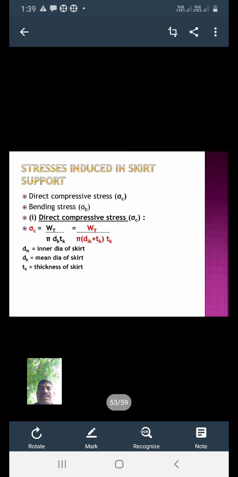We can calculate sigma c is equal to Wt divided by pi dk into tk. Remember this formula for the direct compressive stresses induced in the skirt support. dik is the inner diameter of the skirt support, dk means the diameter of the skirt support, and tk is the thickness of the skirt. Again there are two types: straight skirt support and angular skirt support. Already we have seen the stresses induced in the skirt support in the previous two lectures.